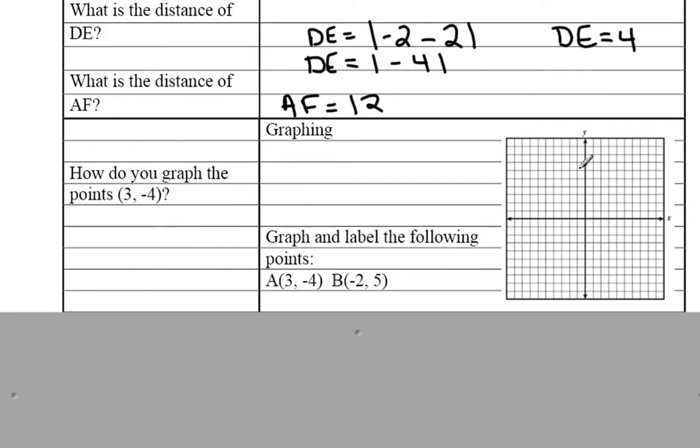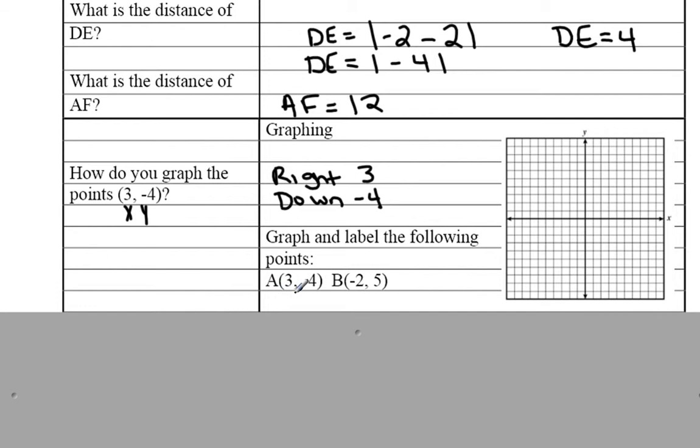Okay, now what I'd like for you to do is to tape or glue a picture of the coordinate plane onto the left-hand side of your notes over here. And the question is, how do you graph the point (3, -4)? Starting at the origin, you're going to go to the right 3 spaces. The X value represents right and left, and the Y value represents up and down. So since it's negative, we're going to go down 4. So let's go ahead and graph and label the following points.